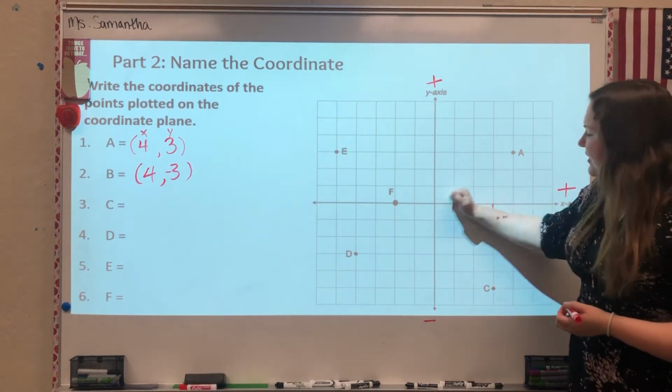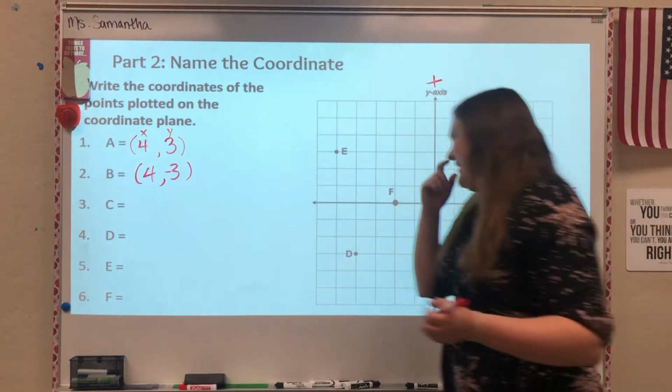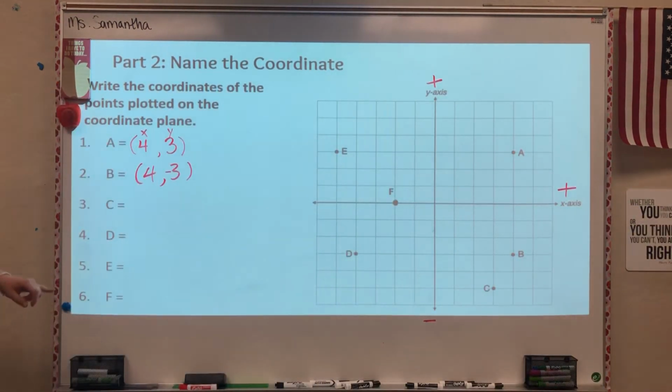All right. Using our coordinate plane here, I'm going to have you try C, D, and E. Go ahead and try those for me.